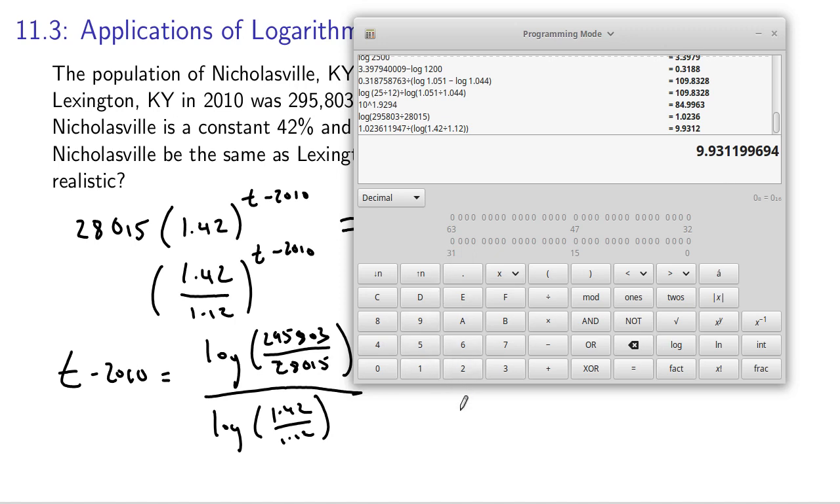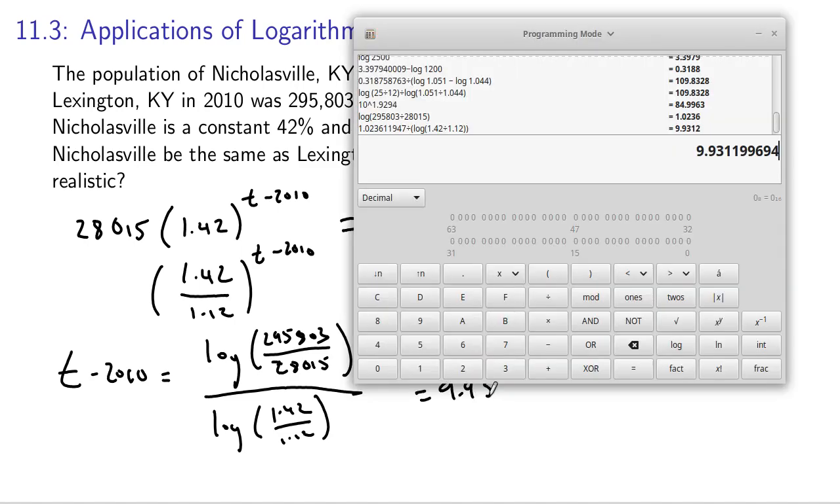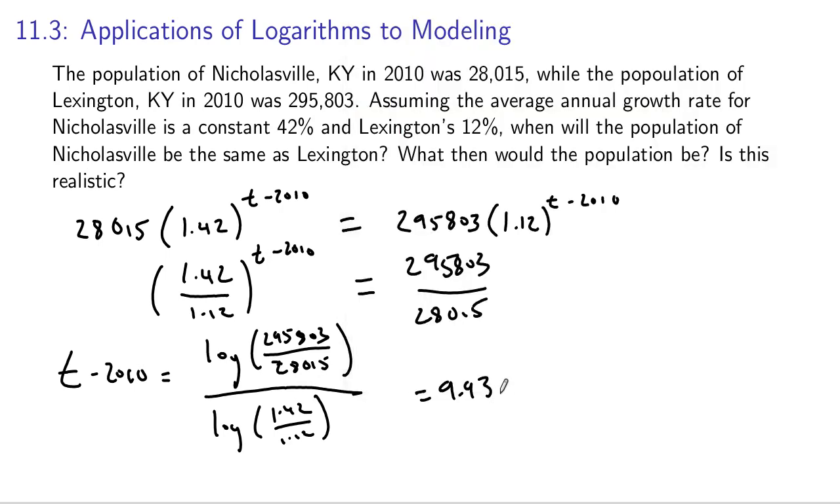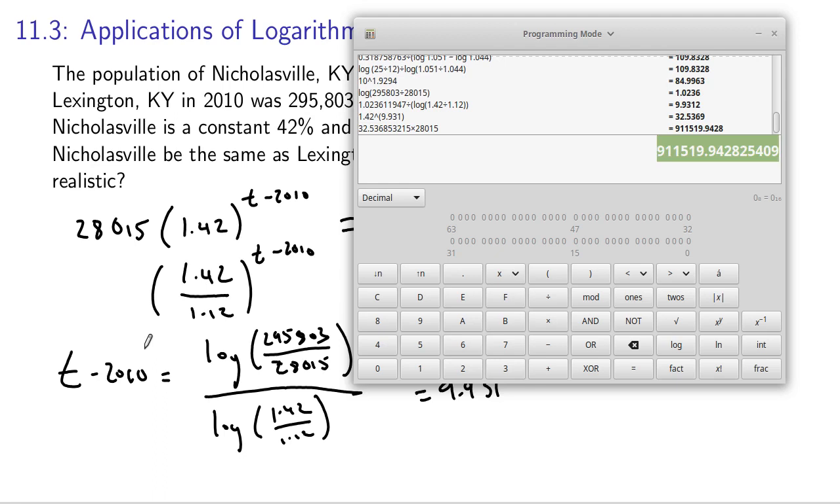So we'll check this and make sure it's right, because this seems kind of strange. 9.93 years from 2010, or basically now, year 2020, is when they would be equal, which doesn't seem to make much sense. So let's plug in 9.931. 1.42 to the 9.931 times 28,015 gives us 911,000 people.